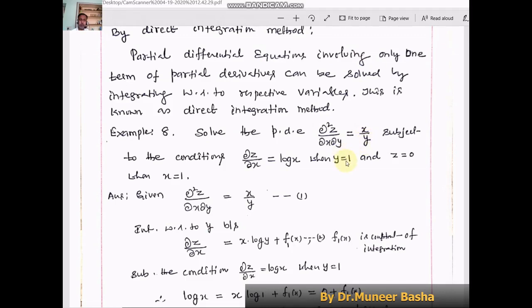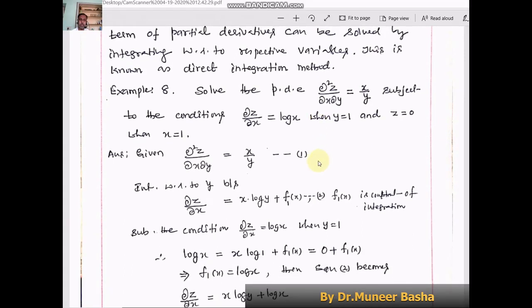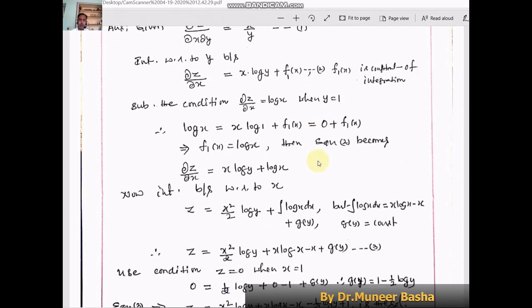Please understand here, whenever an equation involves only one partial derivative term, we can apply the direct integration method. If it is second order, integrate twice. If it is first order, integrate only once. If it is third order, integrate thrice with respect to the corresponding independent variable.